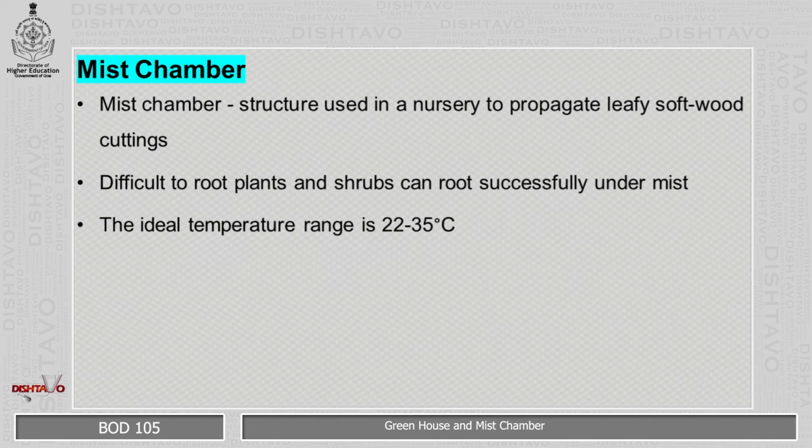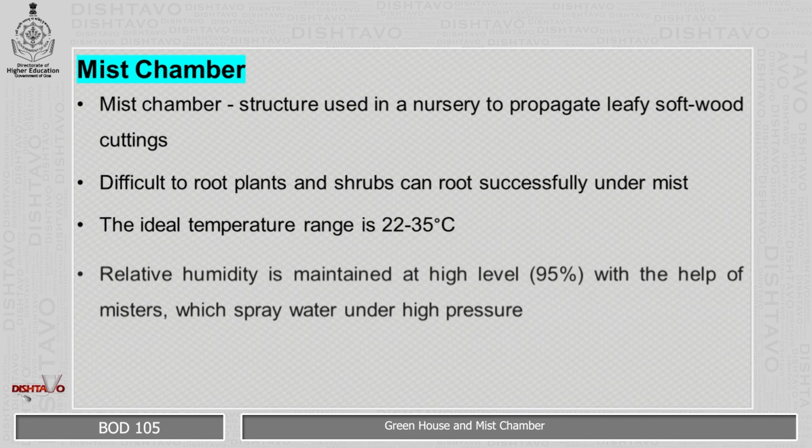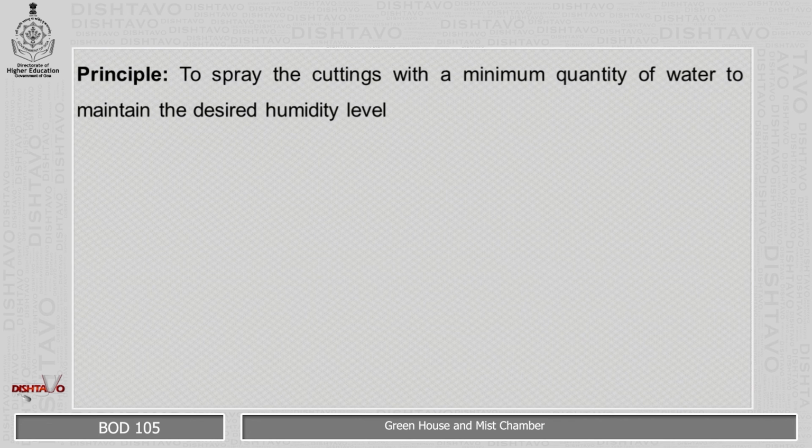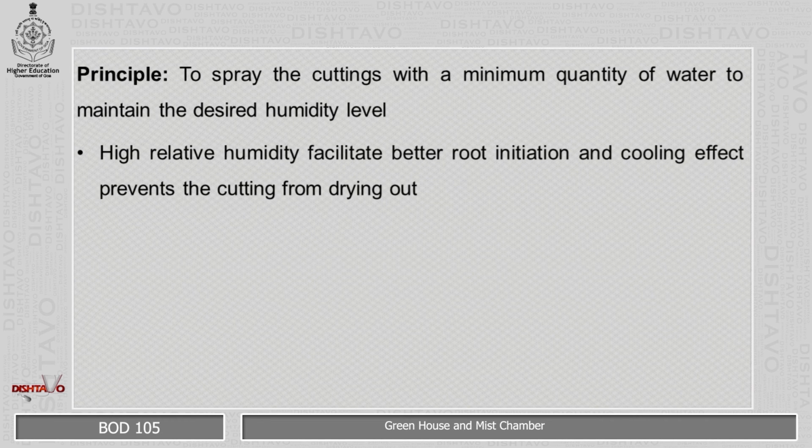The ideal temperature range in mist chamber is 22 to 35 degrees centigrade. Relative humidity is maintained at a high level, 95%, with the help of misters which spray water under high pressure. Size of mist ranges from 50 to 100 micrometer. Principle is to spray the cuttings with a minimum quantity of water to maintain the desired humidity level. High relative humidity facilitates better root initiation and cooling effect prevents the cutting from drying out.